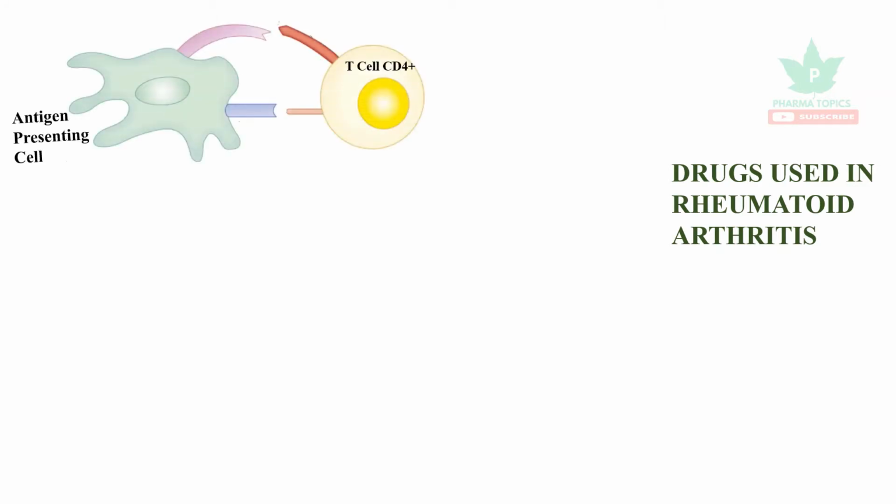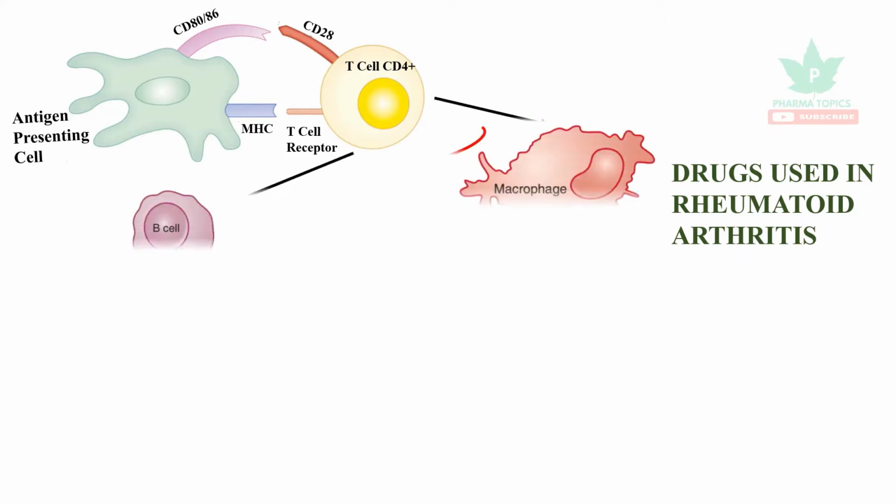In case of rheumatoid arthritis, the antigen presenting cells present the antigenic portion from the synovium to the T cells, and to stimulate these cells they need the co-stimulation molecules such as CD80 and 86, CD28 to activate the T cell receptor. When the T cell gets activated, they stimulate two things. One is activation of macrophages and the next one is activation of B cells.